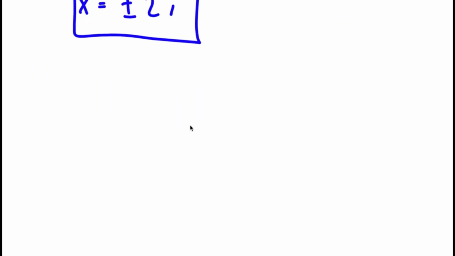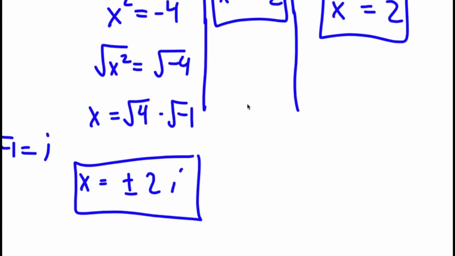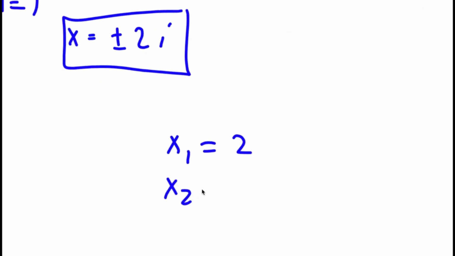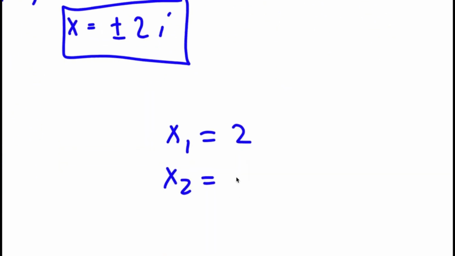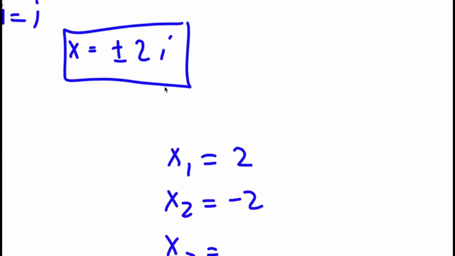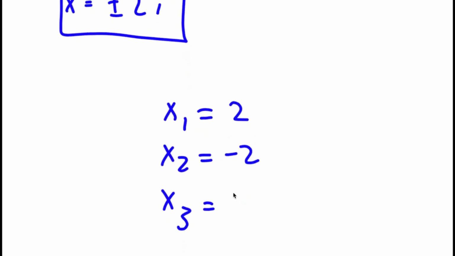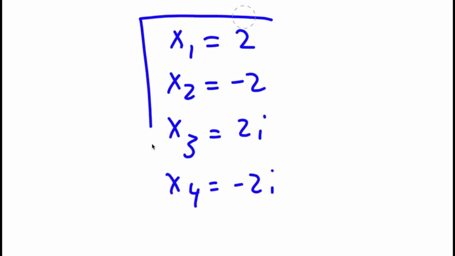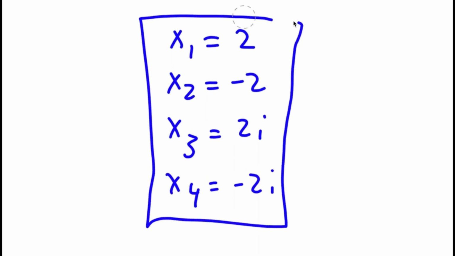So my four solutions here are x is equal to positive 2, x is equal to negative 2, x is equal to positive 2i, and finally x is equal to negative 2i. So these are my four solutions to this problem.